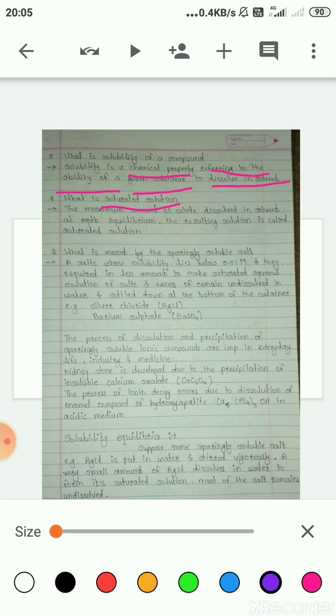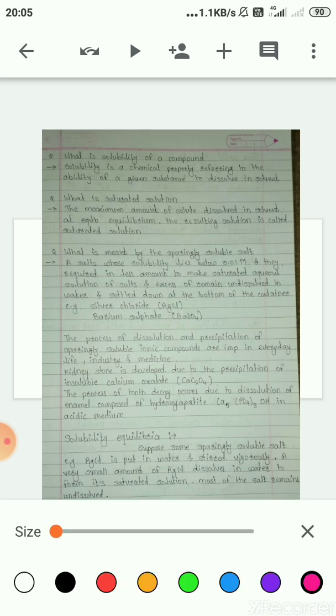Then how can we define a saturated solution properly? We can define it as the maximum amount of solute dissolved in a solvent at equilibrium. The resulting solution is called a saturated solution. So we can write: the maximum amount of solute dissolved in solvent at equilibrium, the resulting solution is called a saturated solution.